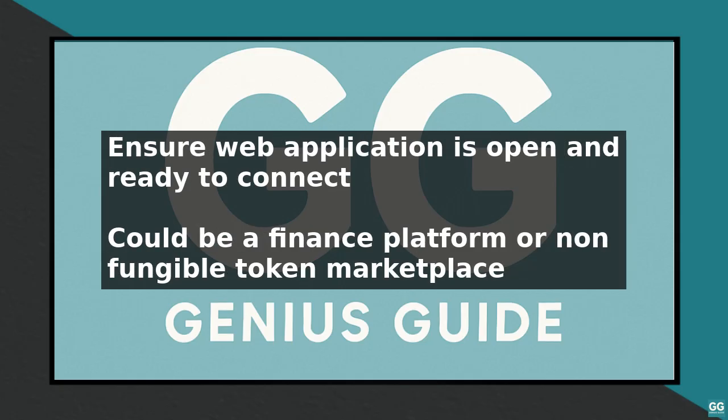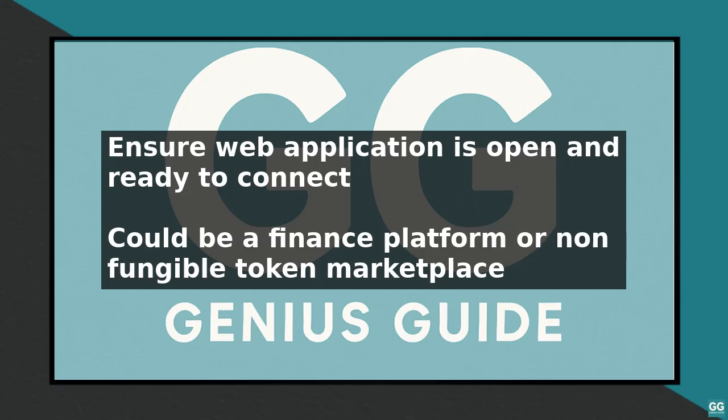Before proceeding, ensure that you have the web application open and ready to connect. This could be a decentralized finance platform, a non-fungible token marketplace, or any other website that supports WalletConnect. Once you have the QR code ready, go back to your Trust Wallet app and scan the code using the QR code scanner. This will establish a connection between your wallet and the web application.